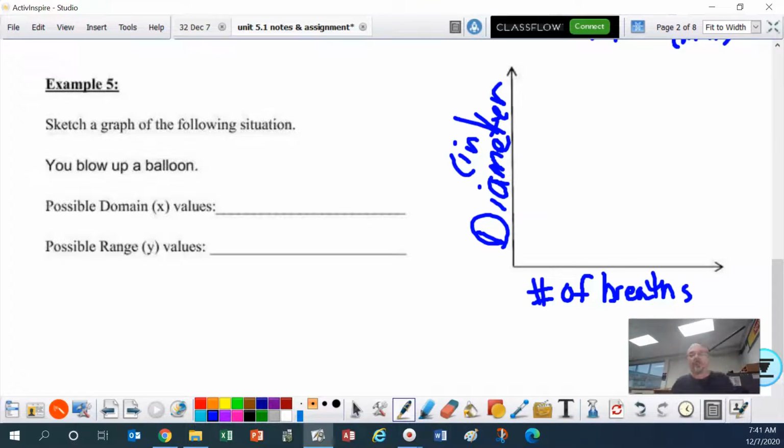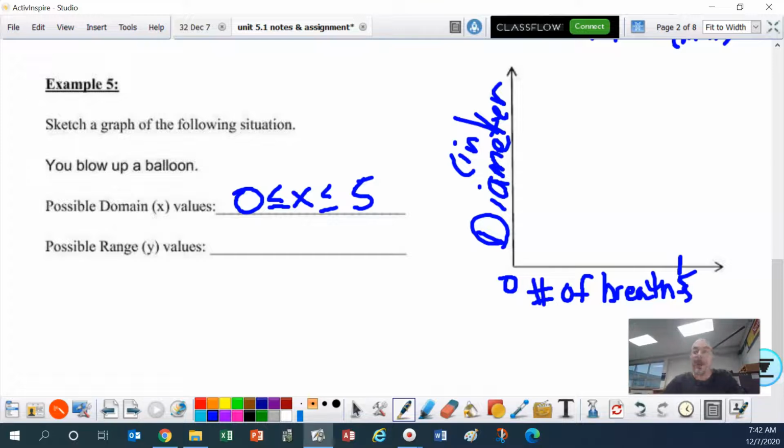All right, so some possible domain values. Again, you're going to start with 0 because you haven't blown any air into it yet. Then you're blowing the balloon up. On average, you should be able to blow up a balloon in 5 to 6 breaths, depending upon how big it is. So we're just going to use 5 as our maximum number of breaths to blow it up.